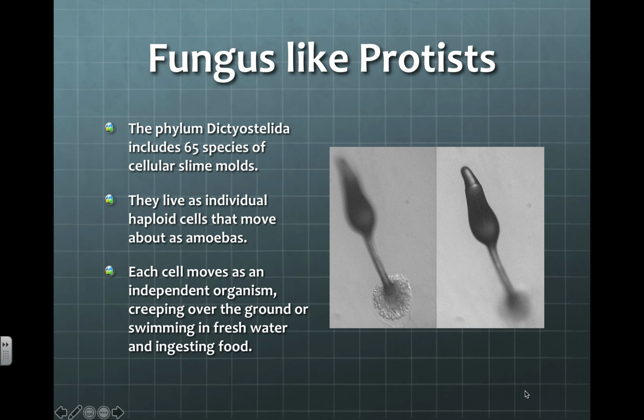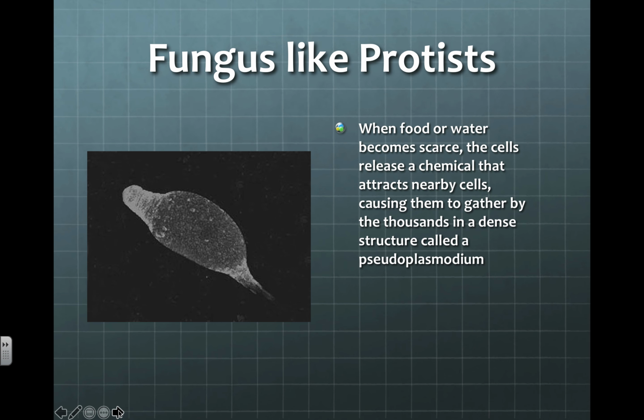So they live as individual haploid cells, and they move about as an amoeba would, and that's why they call them the social amoebas, because they are colonizers. They move independently, but they like to also live in colonies. Now they're going to creep over the ground, or they can swim in fresh water, and as they move, they are ingesting food. And here you can see what they look like. It's a little better picture of them.